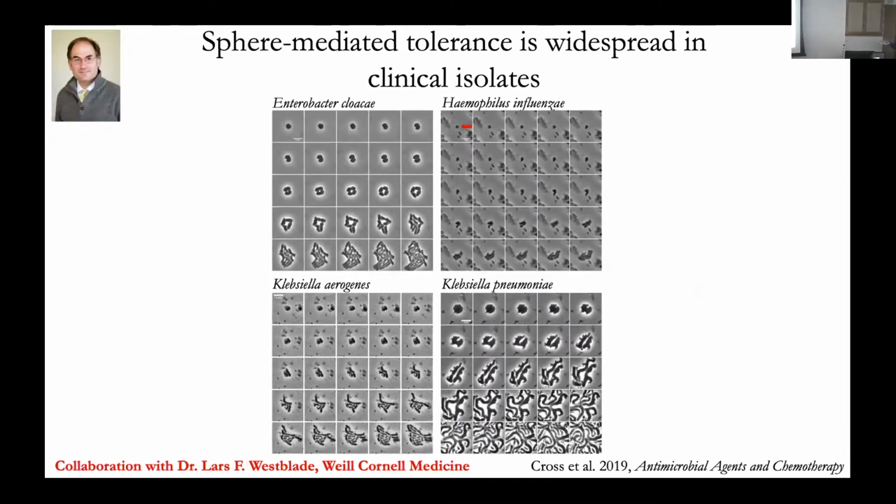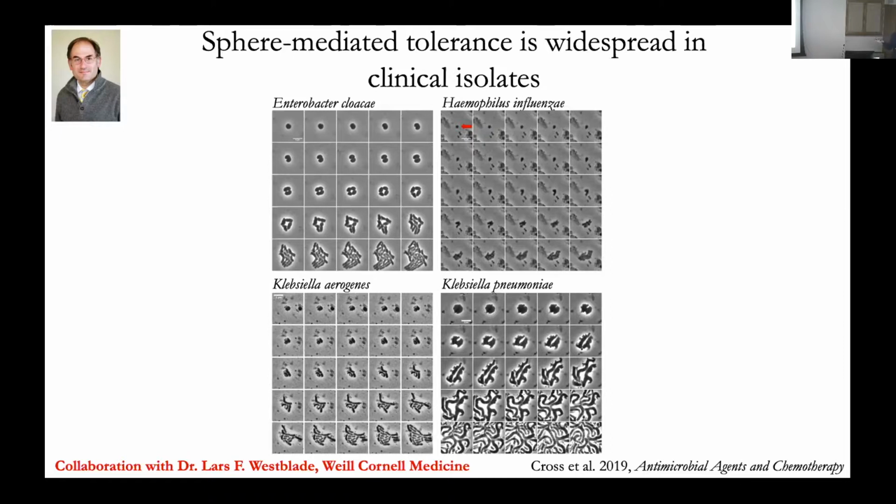As a little side note, we've noticed that this is also a potentially interesting mechanism by which bacteria can resist treatment with antibiotics in the clinic. In collaboration with Lars Westblade from Weill Cornell, we obtained some clinical isolates of gram-negative bacteria, exposed them to carbapenem antibiotics, and we found that many of them, Enterobacter cloacae, Haemophilus influenzae, Klebsiella aerogenes, and pneumoniae, also form these spheroplasts. And if you then wash away the antibiotic, these spheroplasts actually rapidly come back to life and form a microcolony again.